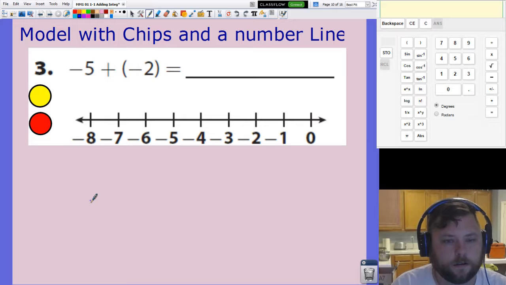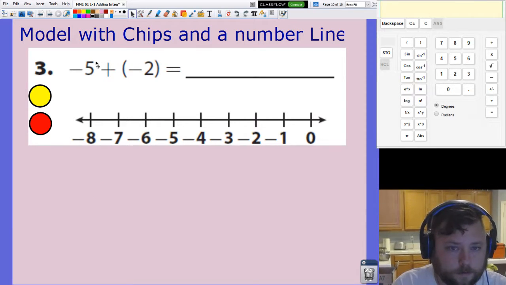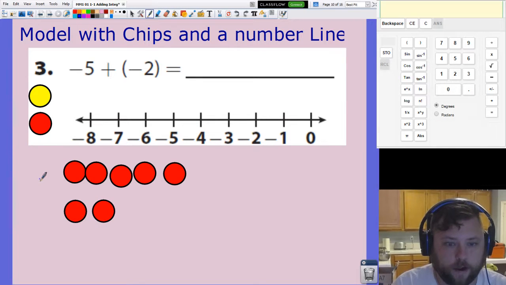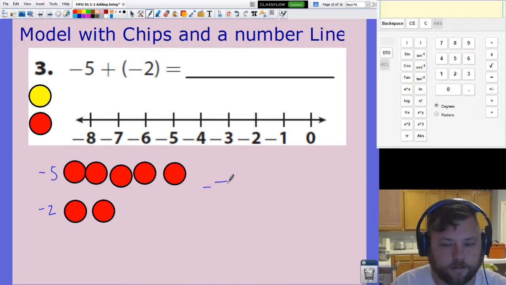All right, so let's model this with chips and number line. I'm giving you some options. So I have yellow's positive, red's negative. So what's negative 5 minus 2? I'm going to say negative 5. I have to do 5 of these. 2, 3, 4, 5. And for negative 2, I have to do 2. So if you have negative 5 right here and negative 2 right here, 1, 2, 3, 4, 5, 6, 7, that's going to be negative 7.